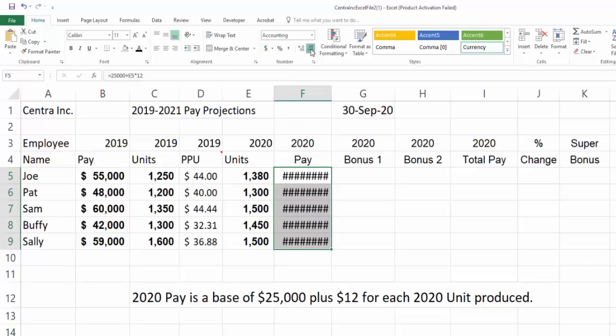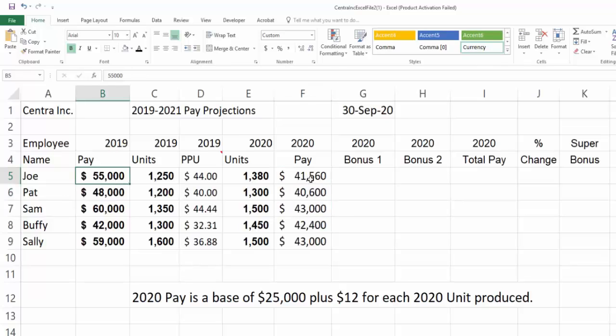Make it dollars. Now let's see where we're at. Let's play a game called Who's Happy and Who's Going to Sue Me. Joe went from 55,000 to 41. Lawsuit. Or not happy. Pat, not happy. Sam, very unhappy. Buffy. Oh, way to go, Buffy. You are happy. Sally, unhappy. But that's okay. That's just the start. Employees are not going to sue you. The lawsuit, by the way, would be called a constructive dismissal because you fundamentally altered your contract.